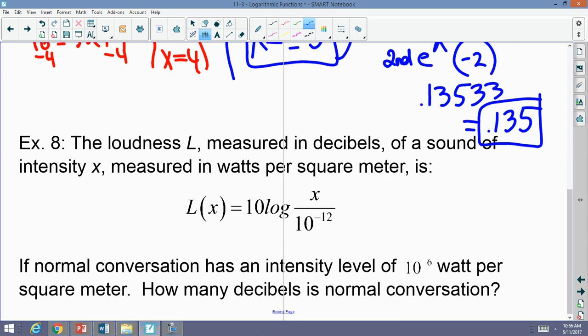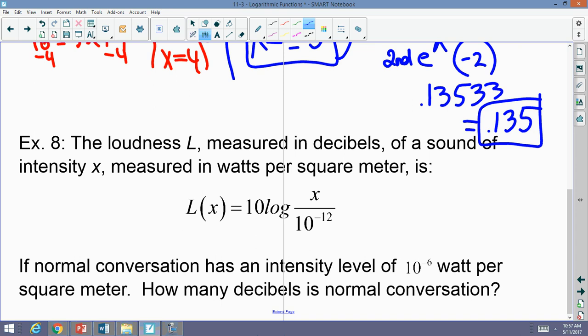All right, the loudness L, measured in decibels, of a sound intensity X, measured in watts per square meter, is L of X equals 10 log of X divided by 10 to the negative 12. If normal conversation has an intensity level of 10 to the negative 6 watts per square meter, how many decibels is a normal conversation? So loudness is measured in decibels, so L is the decibels, and the sound intensity is X, right?